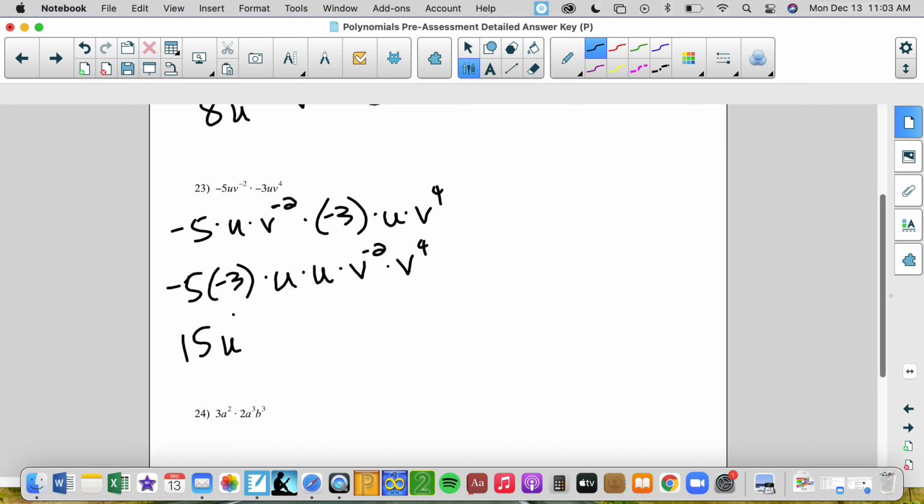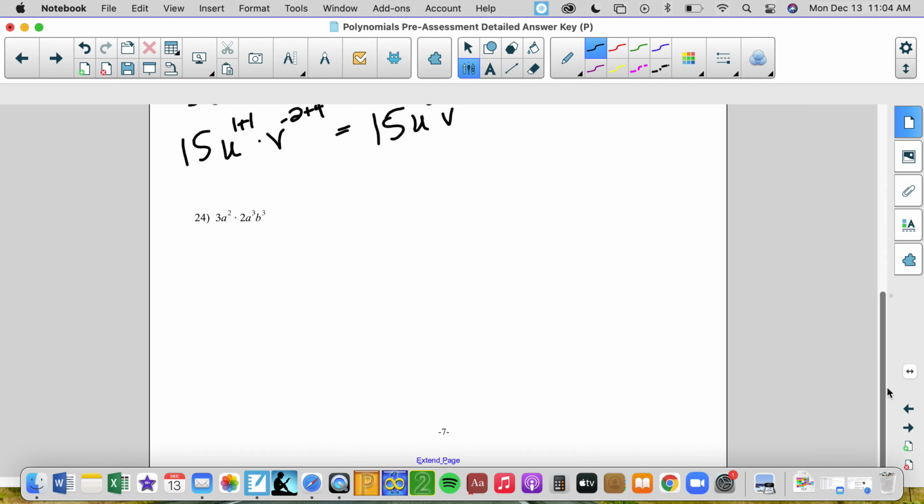That's going to be u to the 1 plus 1. We don't see any of those, right? There's invisible ones in there. And then times v to the negative 2 plus 4. Just because it's a negative doesn't mean you change anything. You're still going to add their exponents. That gives us 15u squared v squared. That's a real good one.